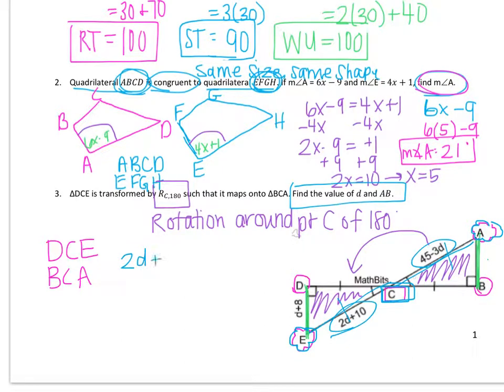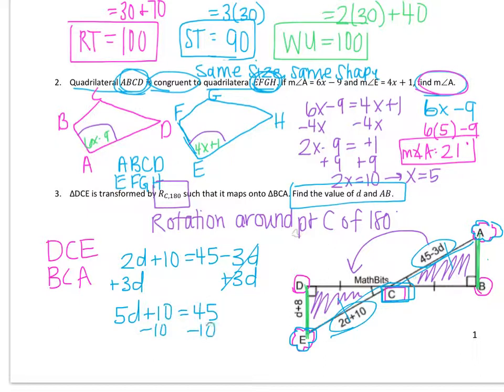2D plus 10 equals 45 minus 3D. So I'm going to solve this for D. If you want to pause the video and do it on your own, that's fine. These cancel. So now I have 5D plus 10 equals 45. Subtract 10. So now 5D equals 35, which means now that D is 7.